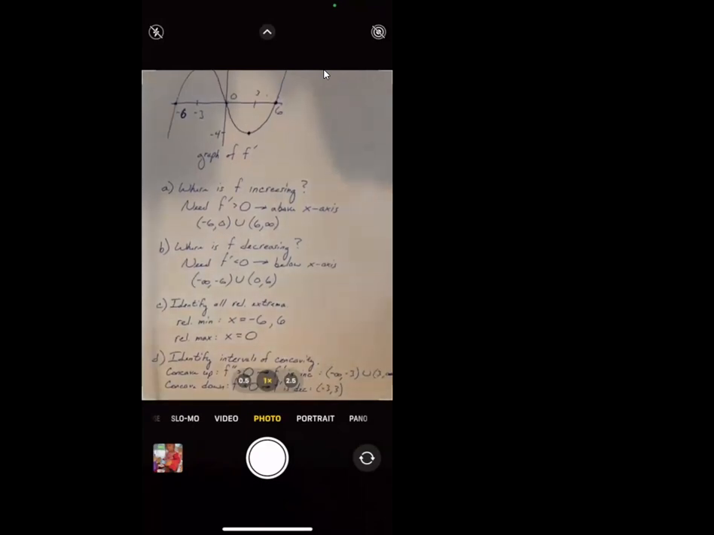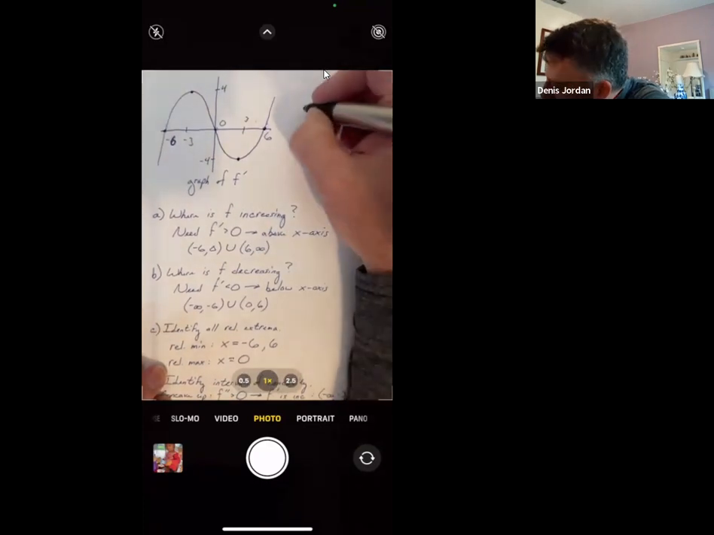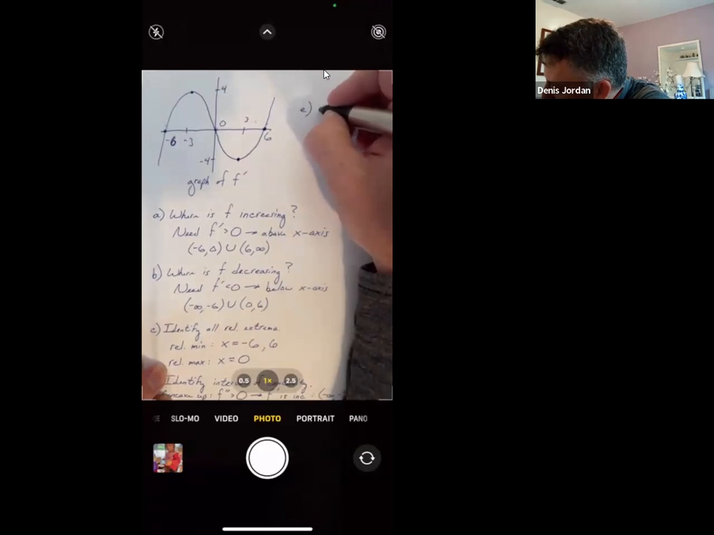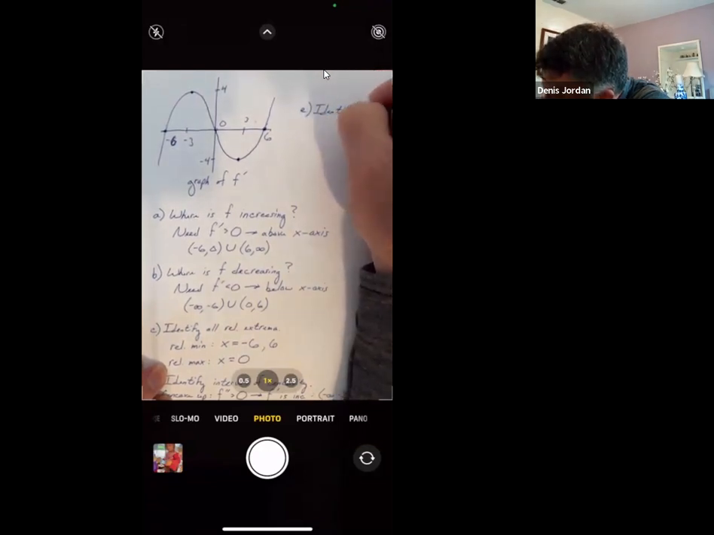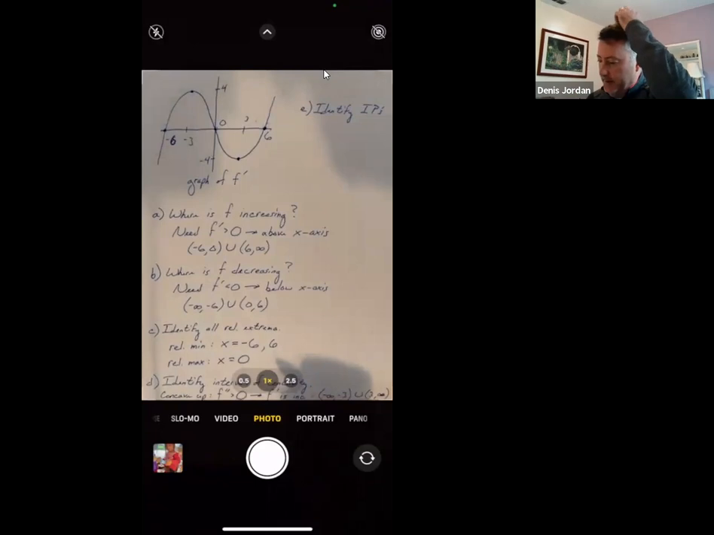Maybe like inflection points. Yeah, that's the last thing we can get. And again, we can only get the x values with them. We don't know the original function to tell us the y's.